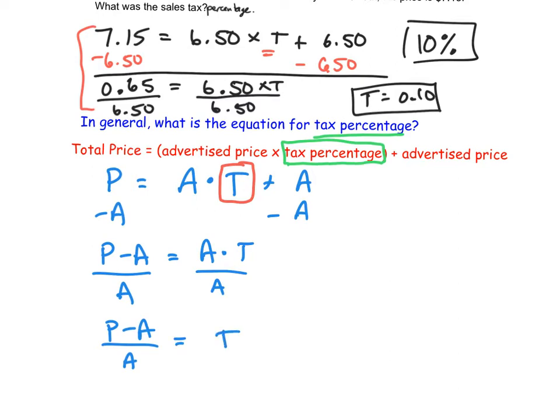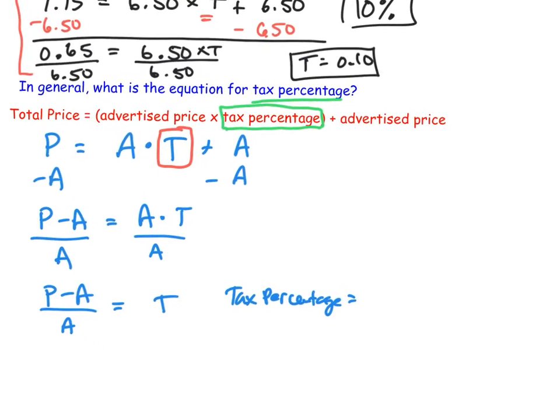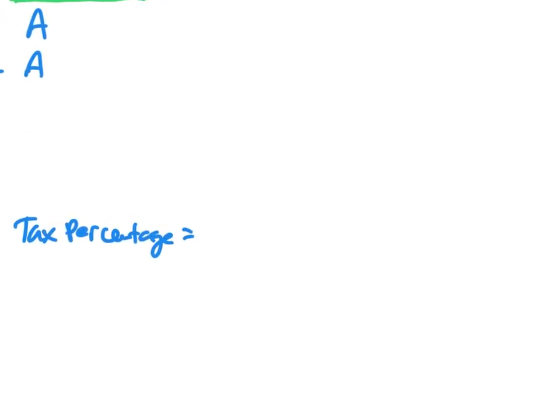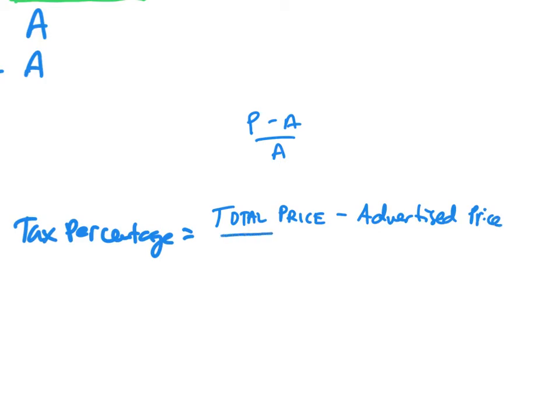So the tax percentage is equal to, I'm going to zoom in, P minus A over A. So this is the total price minus the advertised price, all of that divided by the advertised price.